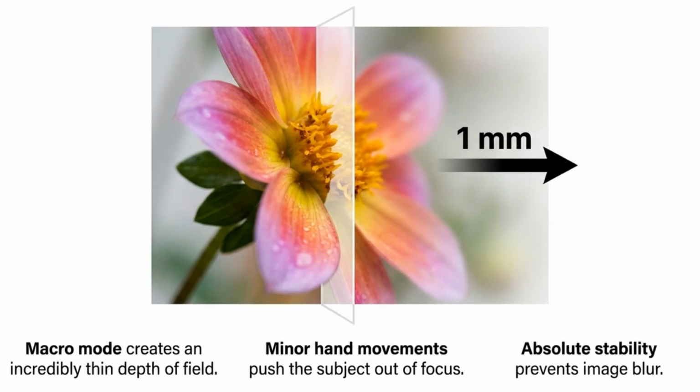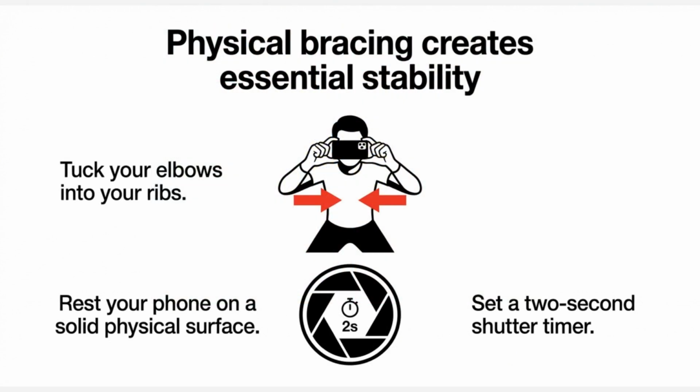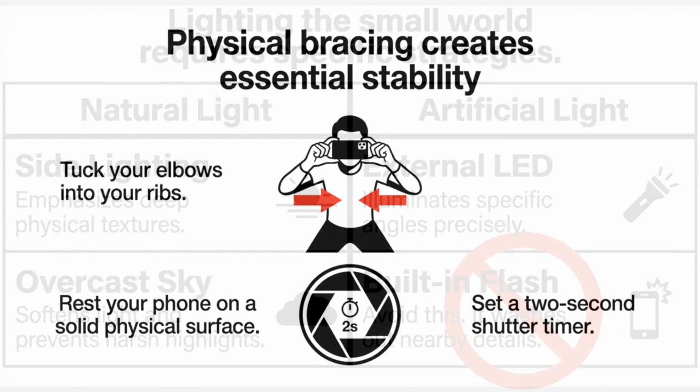Even minor hand movements can push the subject out of focus. Absolute stability is essential to prevent image blur. To create essential stability, tuck your elbows into your ribs, rest your phone on a solid physical surface, and set a 2-second shutter timer to minimize camera shake.